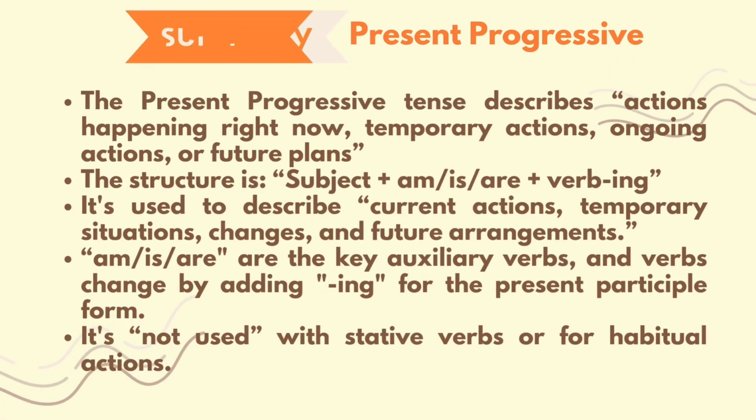And summary of present progressive. The present progressive tense describes actions happening right now, temporary actions, ongoing actions, or future plans. The structure is subject plus am or is or are plus verb ing. It's used to describe current actions, temporary situations, changes, and future arrangements. Am, is, or are are the key auxiliary verbs, and verbs change by adding ing for the present participle form. It's not used with stative verbs or for habitual actions.